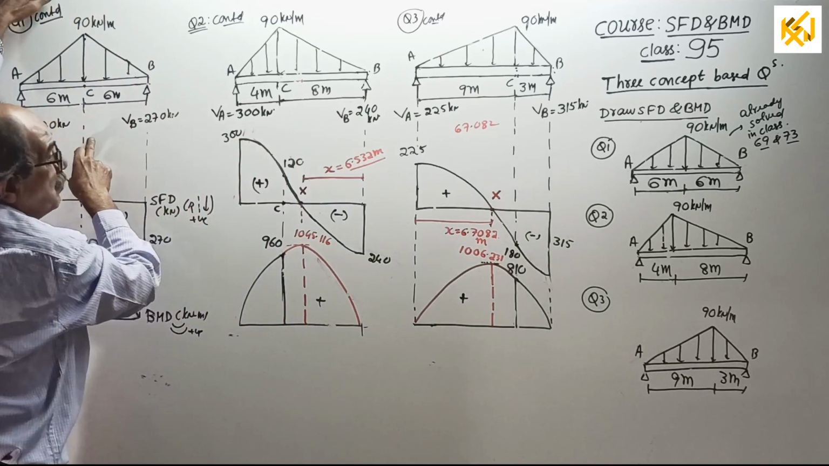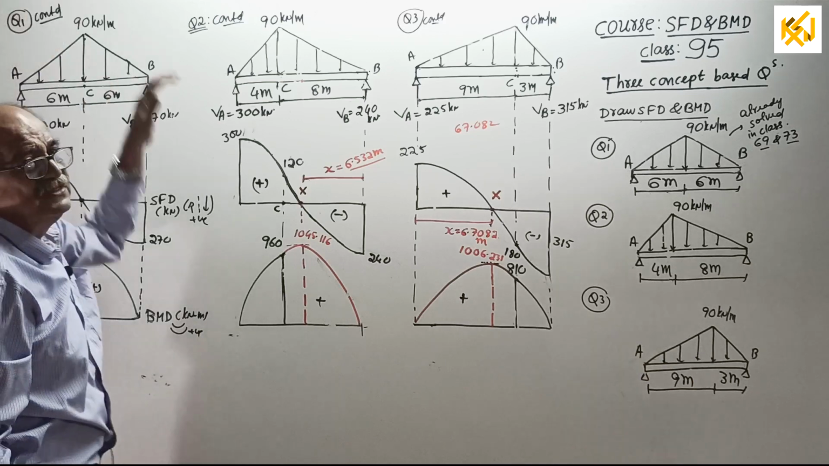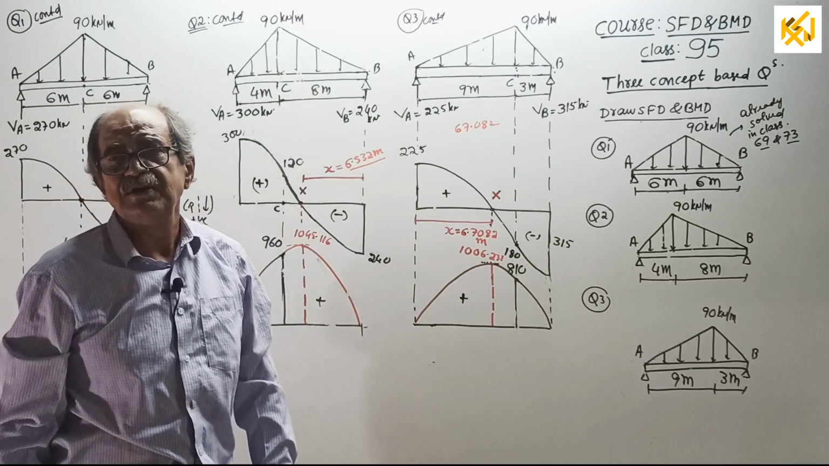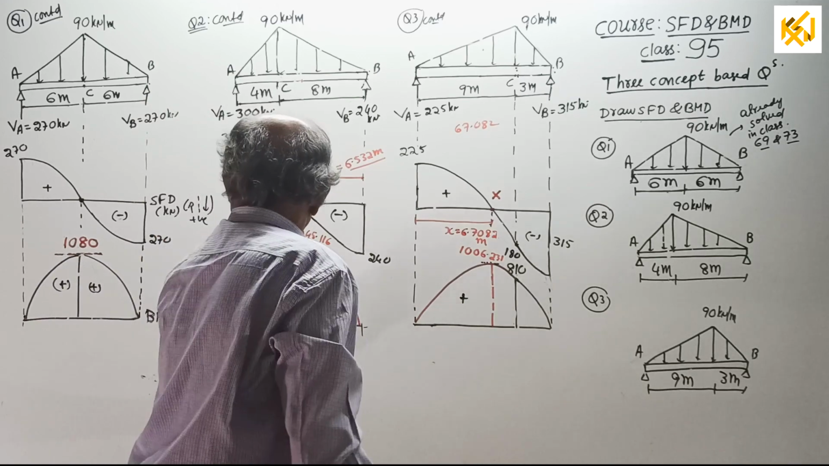This is the most critical because both sides have the maximum at the center. You can make this observation if you want. Left to your choice. Okay, now I think everything is over.